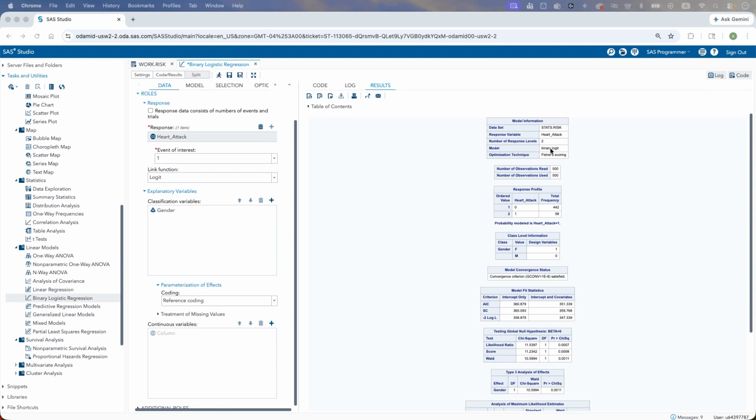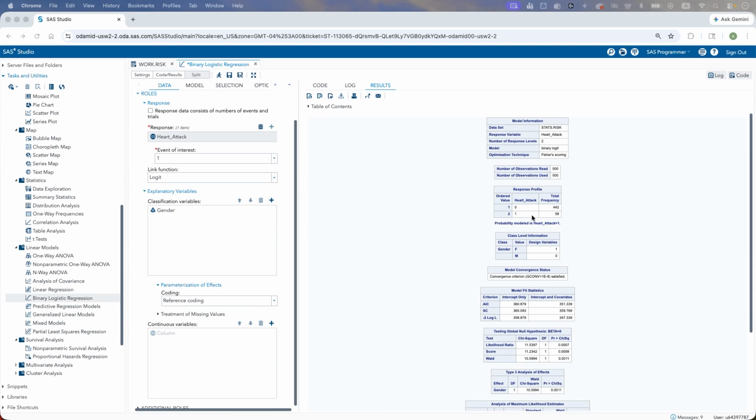Optimization technique is Fisher's scoring. It's one of the mathematical models. We just don't care about this one. And how many observations do we have? 500. The one that we use, also 500. Also, we have the heart attack. We have 0 and 1, the values that it takes. 0 is 442, no heart attack. This is the yes.